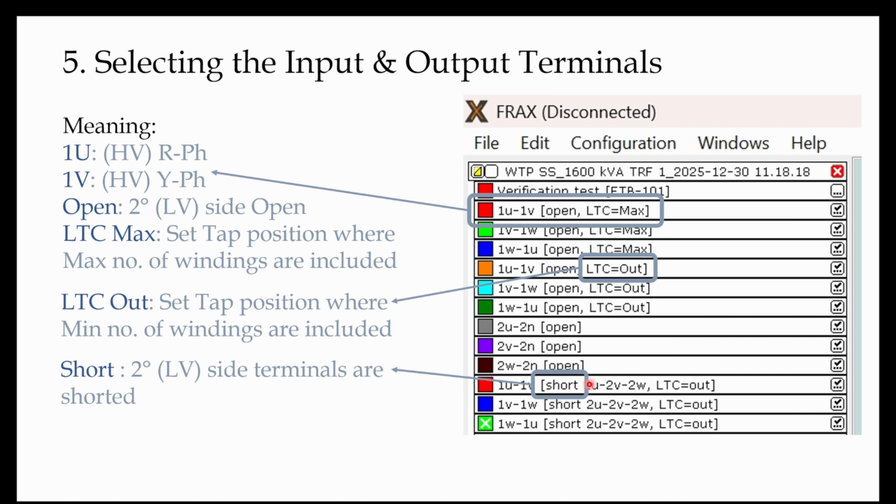And here inside the bracket, short means the other side of the transformer terminals will be shorted. In this case, since connections are made on the primary side, the low voltage side terminals are to be shorted. Here it is written also 2U, 2V, 2W are to be shorted.